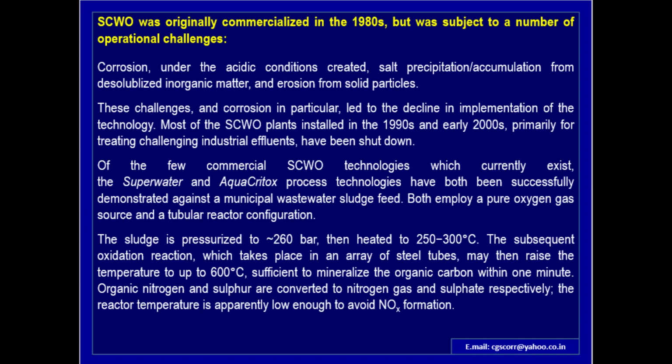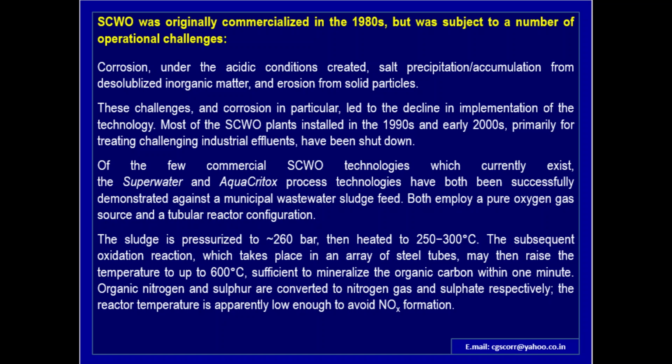Supercritical water oxidation was originally commercialized in the 1980s but was subject to a number of operational challenges: corrosion under the acidic conditions created, salt precipitation or accumulation from desolubilized inorganic matter, and erosion from solid particles. These challenges, and corrosion in particular, led to the decline in implementation of the technology. Most of the supercritical water oxidation plants installed in the 1990s and early 2000s, primarily for treating challenging industrial effluents, have been shut down. Of the few commercial supercritical water oxidation technologies which currently exist, the SuperWater and Aquacritox process technologies have both been successfully demonstrated against a municipal wastewater sludge feed.